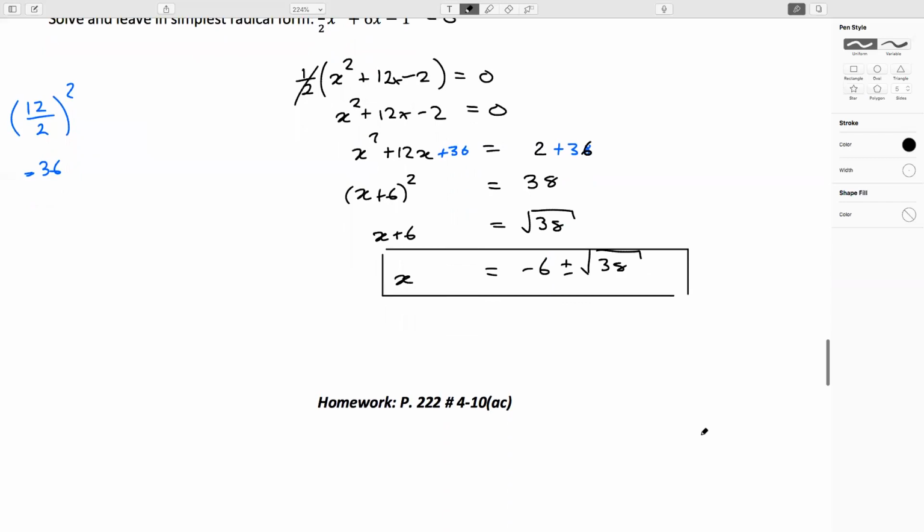I've got some questions for you. It's out of your workbook, page 222. Questions 4 to 10. Those questions that do have multiple options, just do A and C. There are some questions that only have one thing to do, so just do the question.